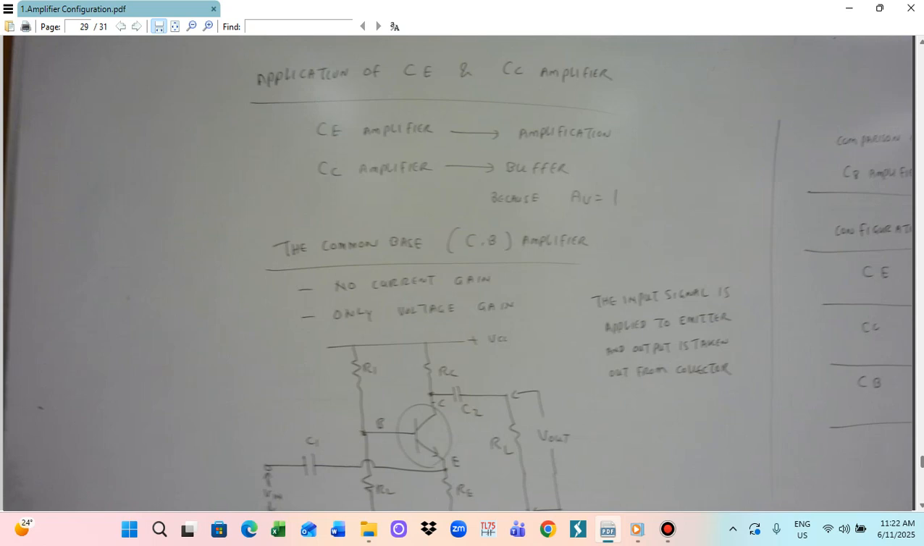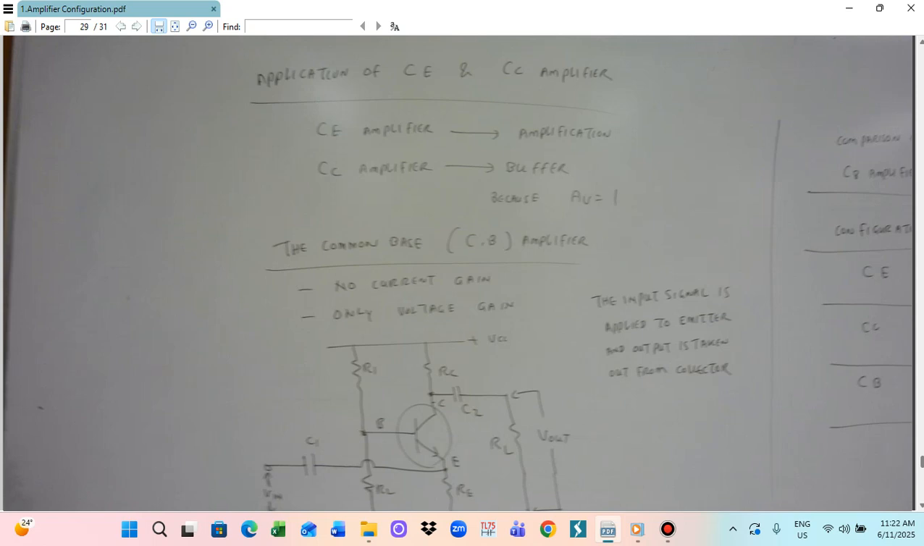So we did a circuit. I will give you the circuit diagram for the CB amplifier. We call them the CE amplifier and the CC amplifier. We give the input signal to the base. But for a CB amplifier, we provide the input signal to the emitter, and the output is taken out from the collector. So this is a CB amplifier.